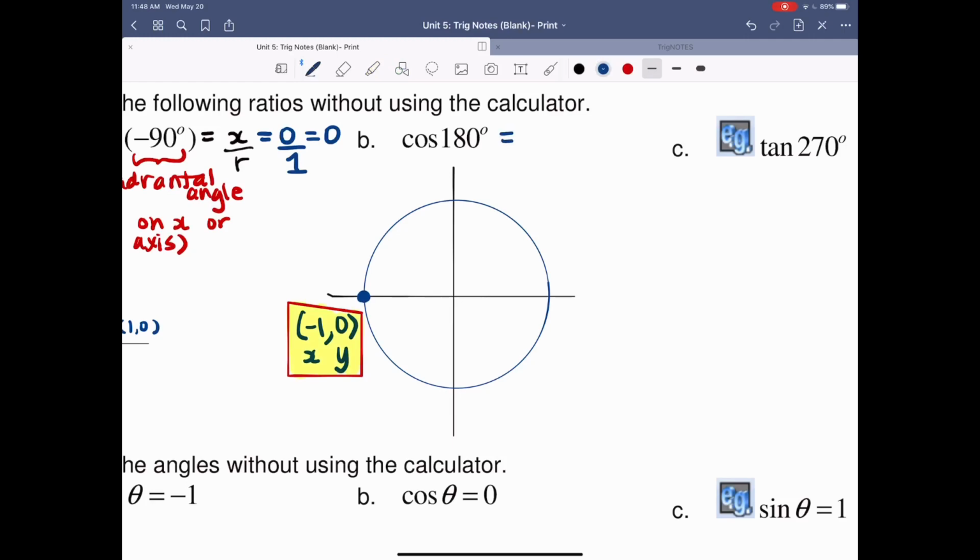So cos again is equal to x over r. I'm going to plug in what I know. If this was my terminal arm, this was 180 degrees. Plugging it back in, I have an x value of negative 1. My radius again is 1. Look at the unit circle, it has a radius of 1. Remember, the radius value is always positive, and therefore you can indicate that cos 180 is equal to negative 1.